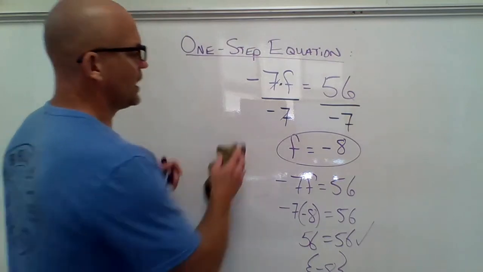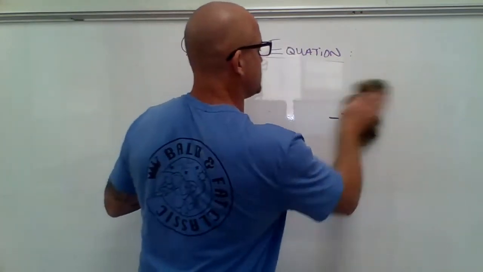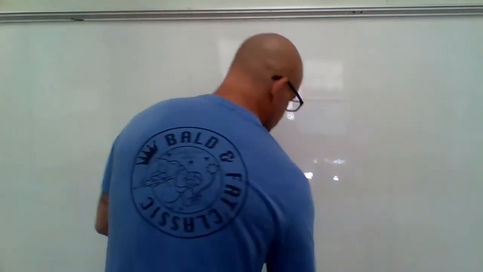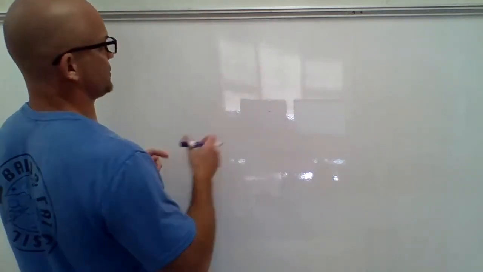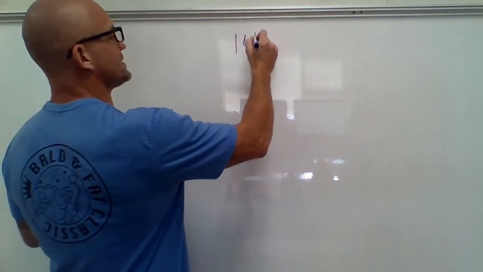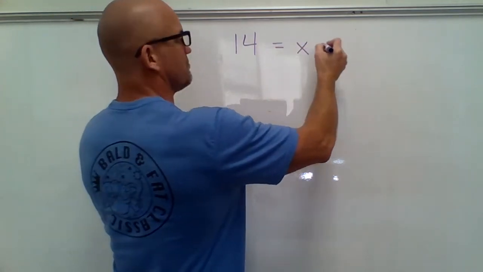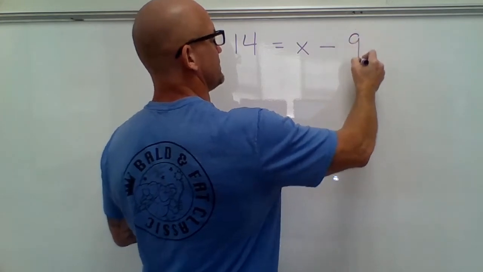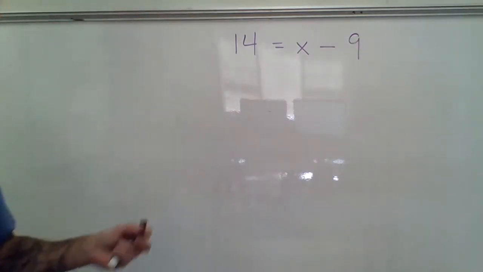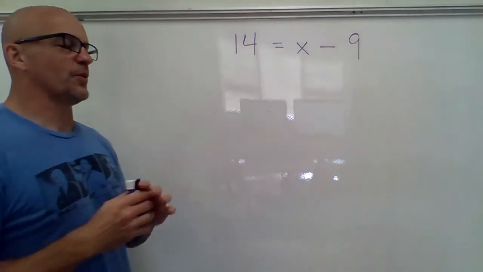Let's do one more. Let's do, actually, I got an idea. Let's do 14 equals x minus 9. So now we have my variable on the other side.